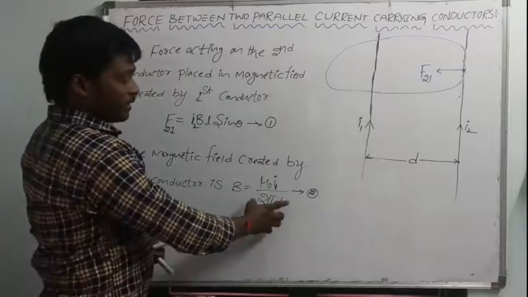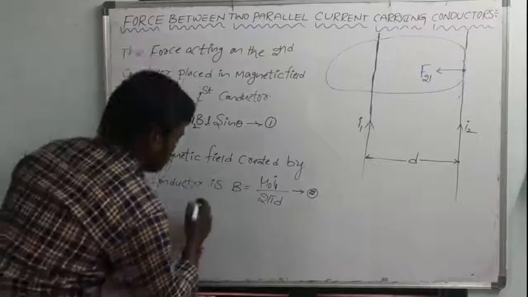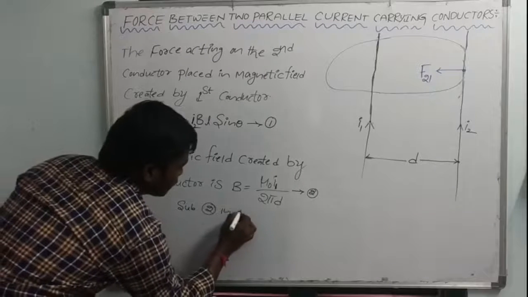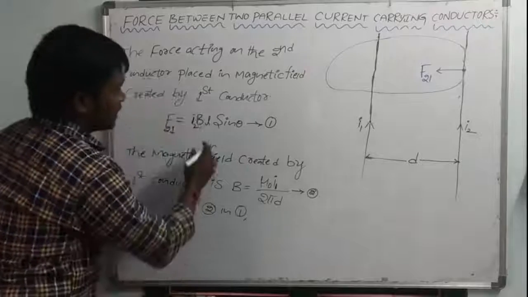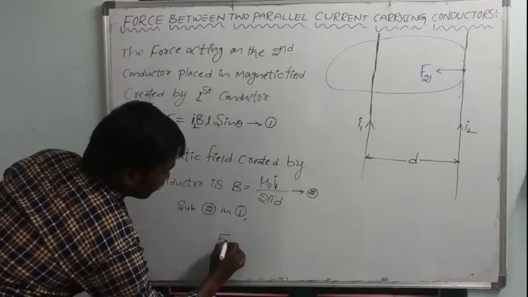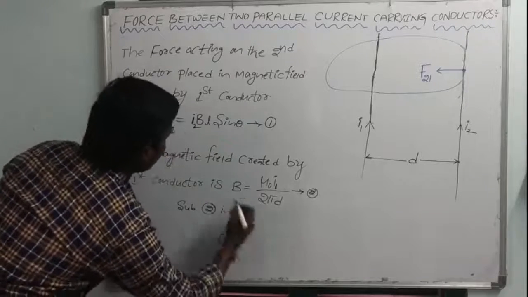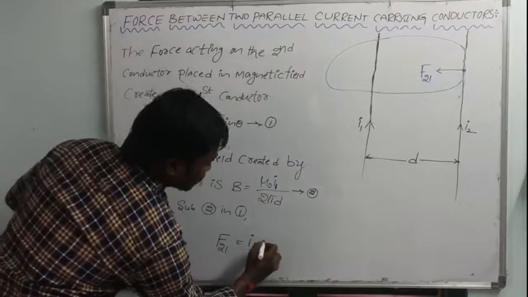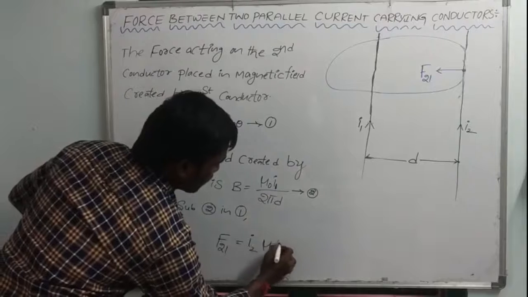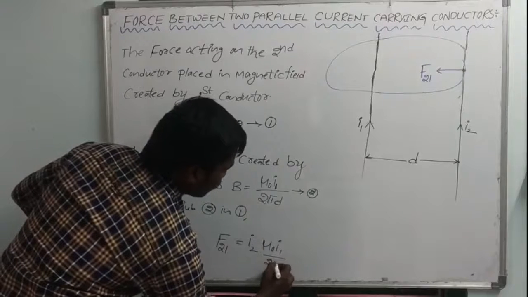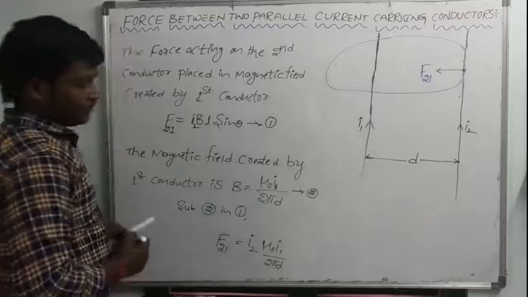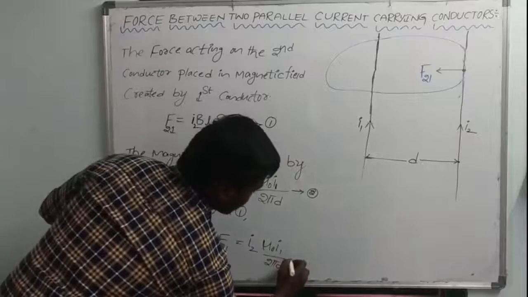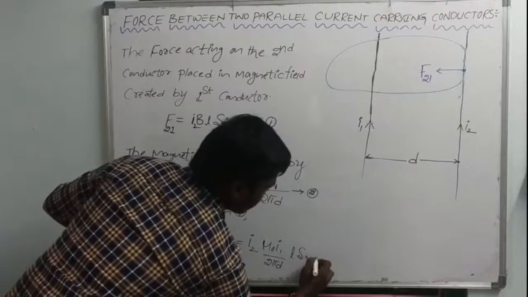Okay, substitute equation 2 in equation 1. So what is equation 1? F21 is equal to I2. In the place of B, what we have to substitute? This one, mu naught I1 by 2 pi d. And what is the remaining here? L sin theta.